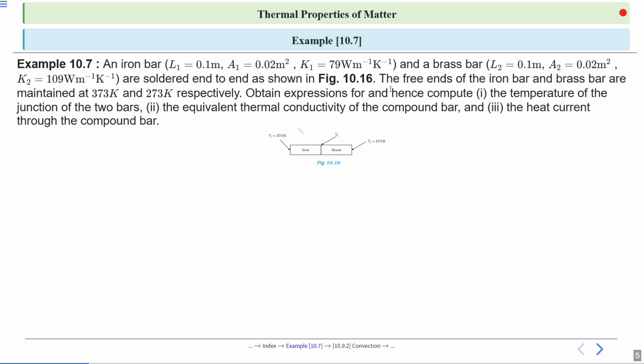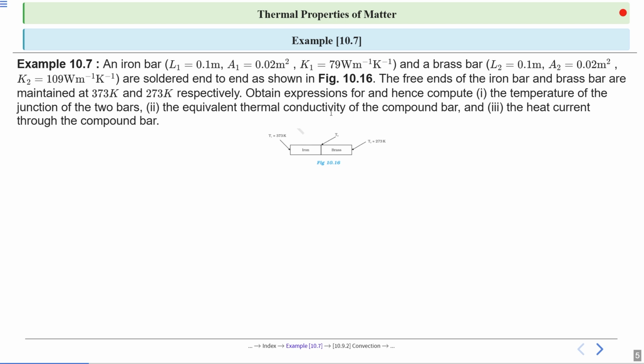Obtain expressions for and hence compute, first, the temperature of the junction of the two bars. So the temperature T0 shows the temperature of the junction of the bars where both iron bar and brass bar are soldered end to end. Second, we have to find the equivalent thermal conductivity of the compound bar. Compound bar means complete bar after soldering.